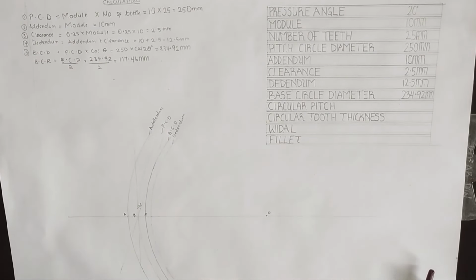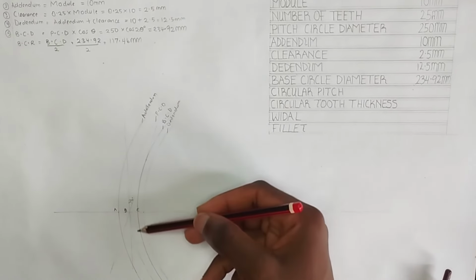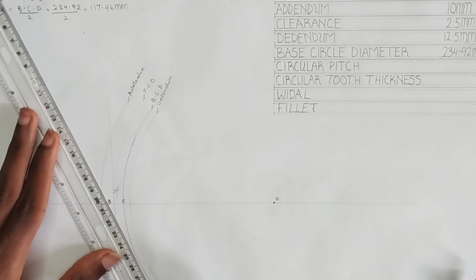So what we are going to be doing next is to draw a tangential line from point B. The tangential line is going to be passing through our base circle diameter curve in this manner. It's going to be like this.